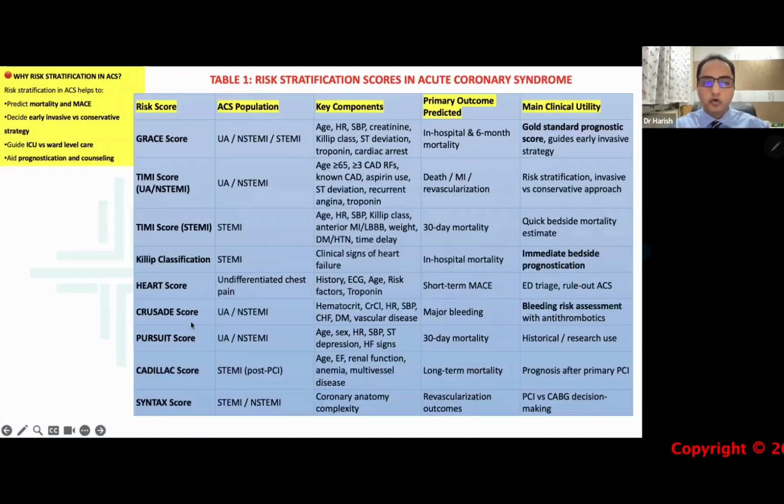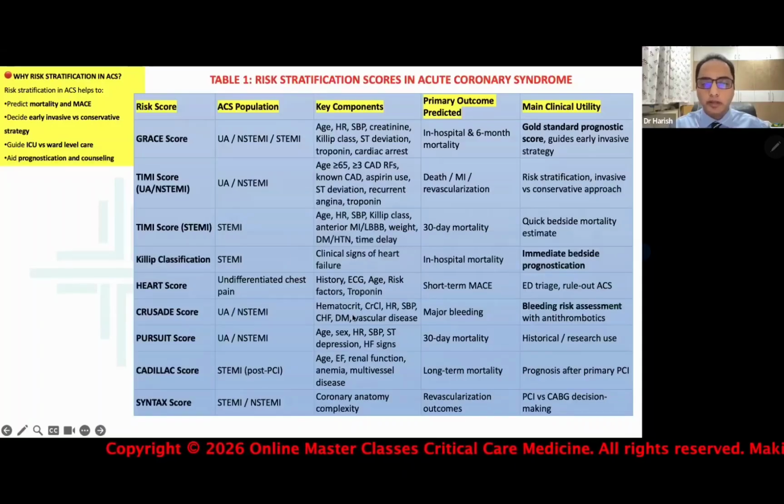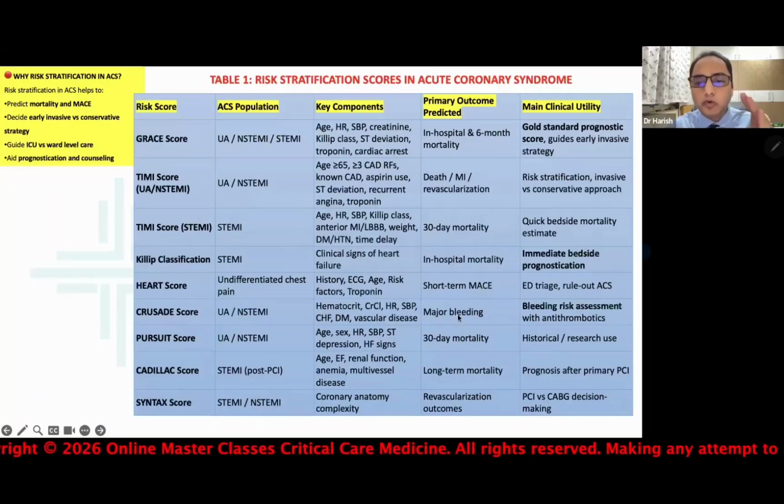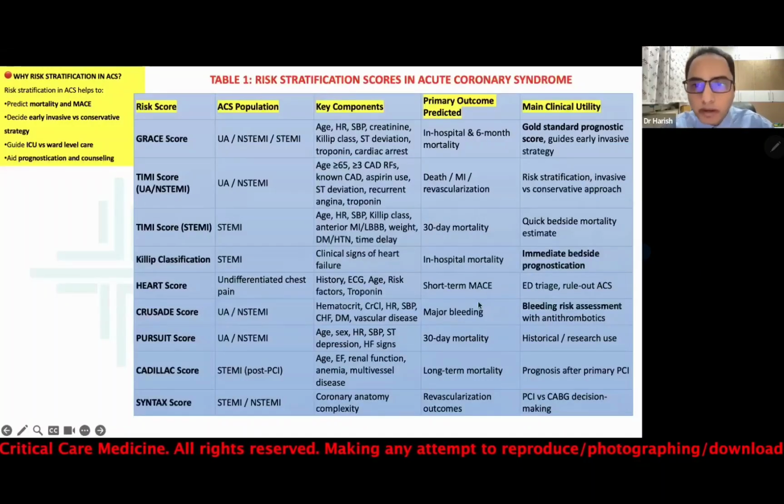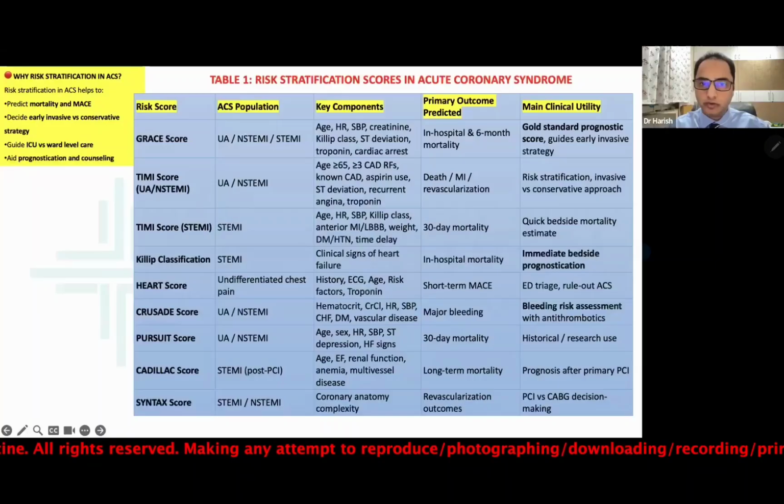For the CRUSADE score, in unstable angina and NSTEMI, it uses hematocrit, creatinine clearance, heart rate, SBP, chronic heart failure, diabetes mellitus and vascular disease. It tells about major bleeding, so it helps in bleeding risk assessment with antiplatelets and mainly anticoagulants. Just remember at least GRACE, TIMI, TIMI for STEMI, Killip and CRUSADE.